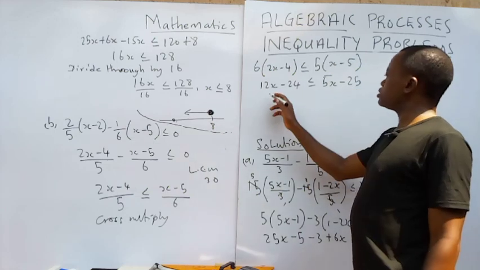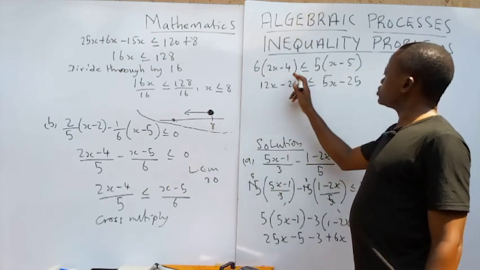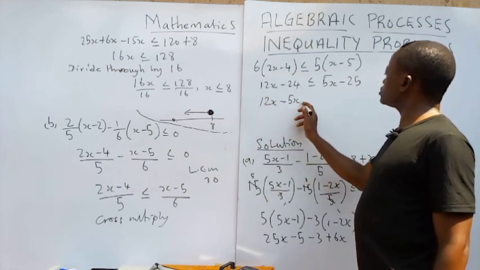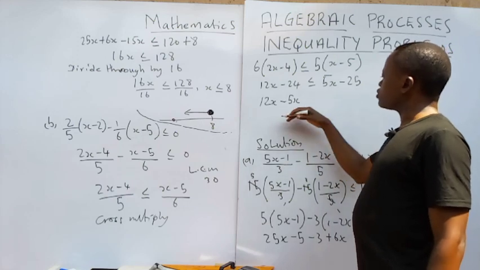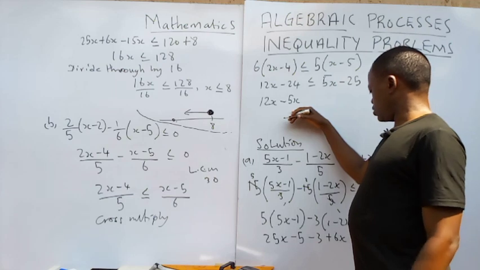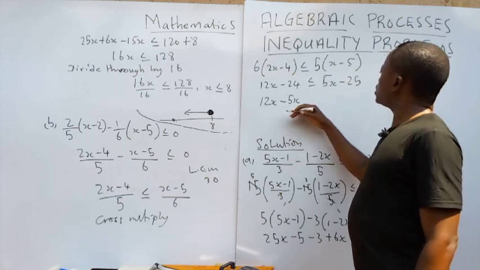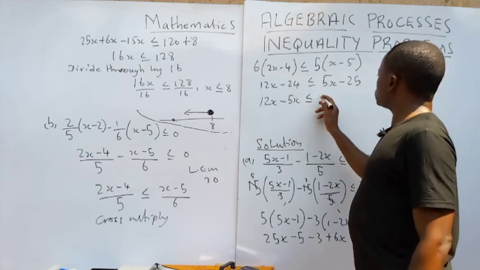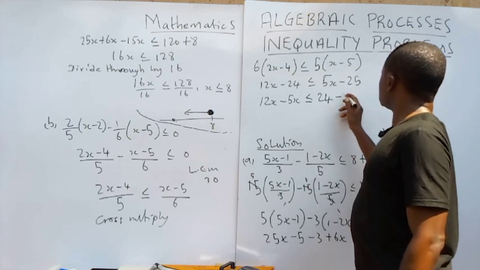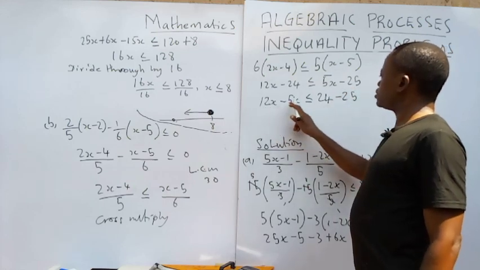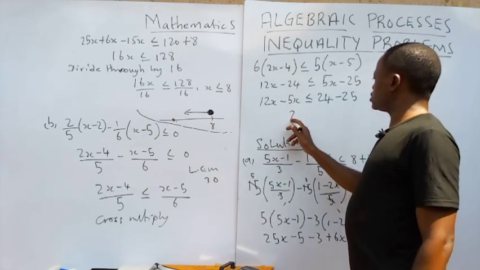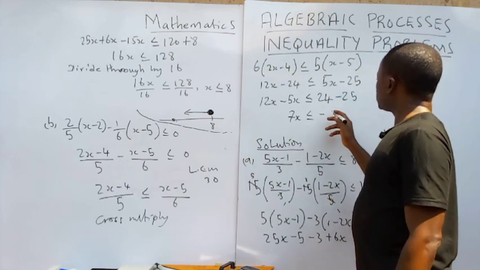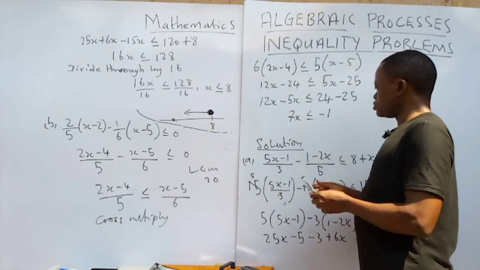We now have something we can collect the like terms. At this level, this will come over here, 5x will come over here. I will have 12x minus 5x. Okay, I've shown you another method of collecting the like terms in the previous class. And then this minus 24 will come over here and become, this will be less than or equal to, this will become 24 minus 25. So 12 minus 5 will give us 7. So we'll have 7x less than or equal to, this is minus 1. Yeah, 24 minus 25 will give us minus 1.